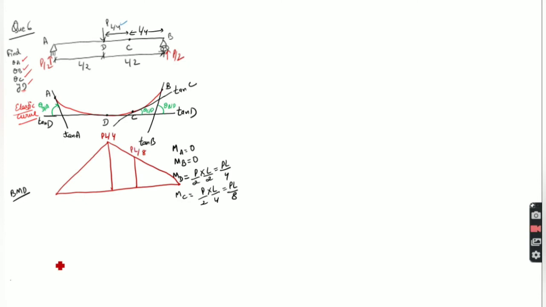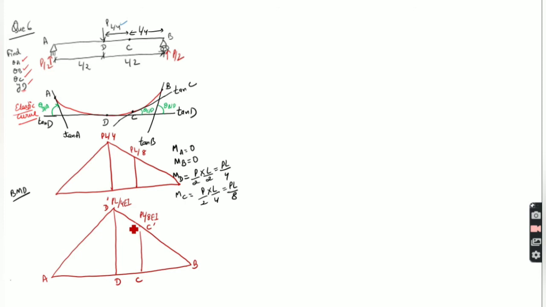Draw the M by EI diagram. So we will just divide the values by EI. So this will become PL by 4 EI, and it will be PL by 8 EI. This is C dash, this is D dash. Okay, so this is the M by EI diagram.